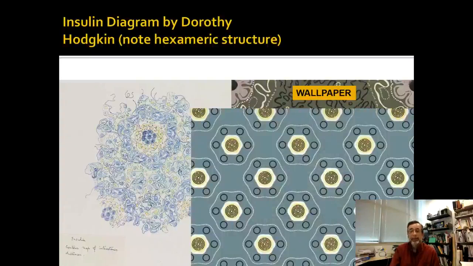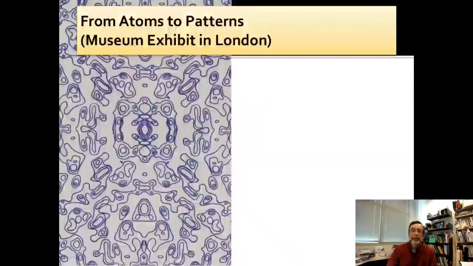Here's one that's more simplified. You can see all 6 helices, you can see the metal in the middle, but unless somebody tells you, you don't know this is insulin. But insulin does have this hexameric structure, and that's reflected in this art.